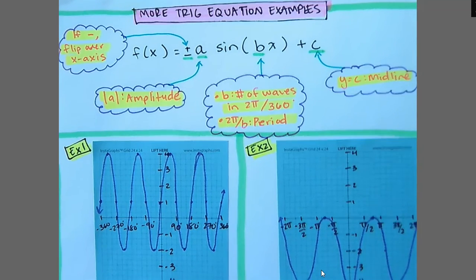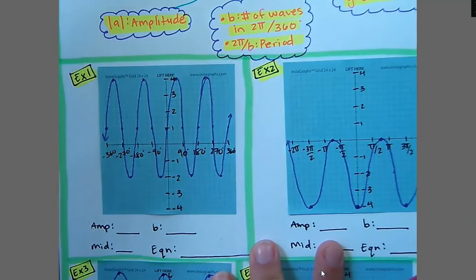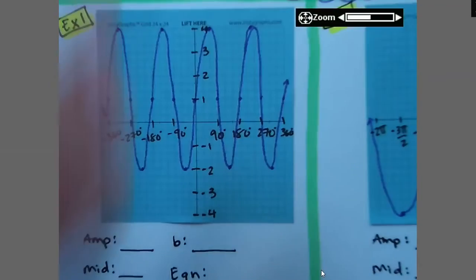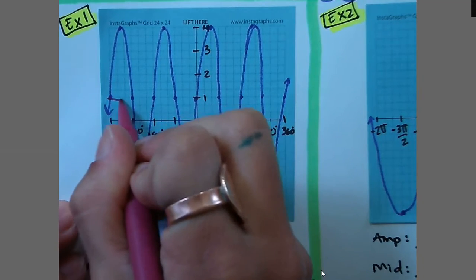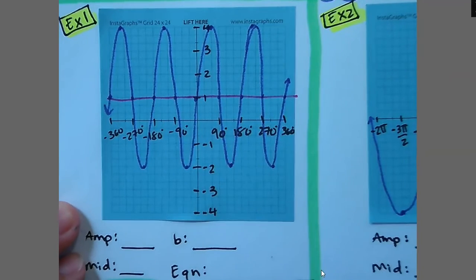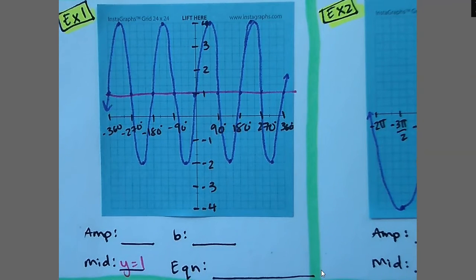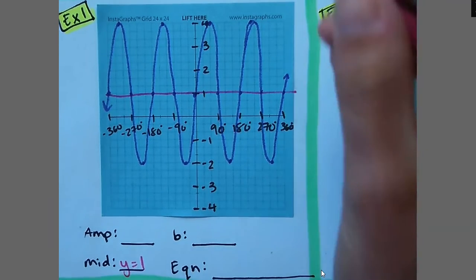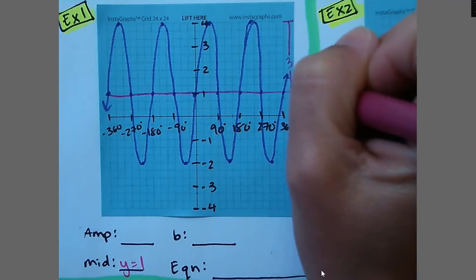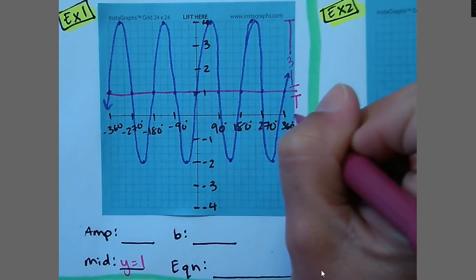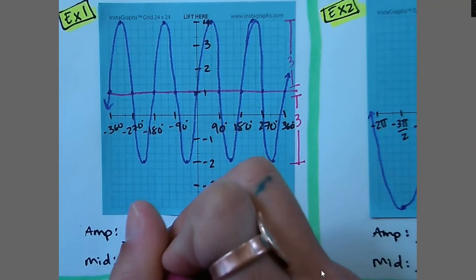Okay, so we're going to look at this first example here. The first thing that I always do is the midline. So starting here, you can kind of eyeball this, but the midline is at y equals 1. So our midline is y equals 1. Then our amplitude is how far up and down it goes from the midline. So here you can see it's going up 3 from the midline and down 3 from the midline. Okay, so our amplitude is 3.